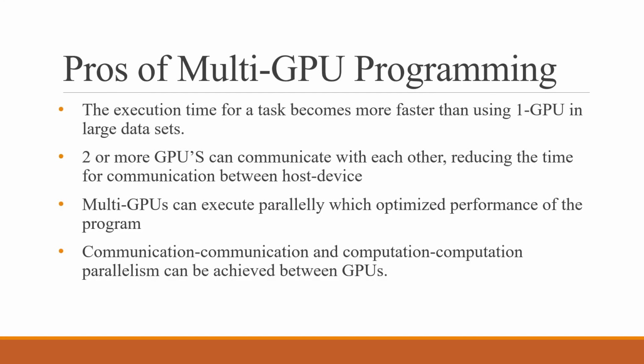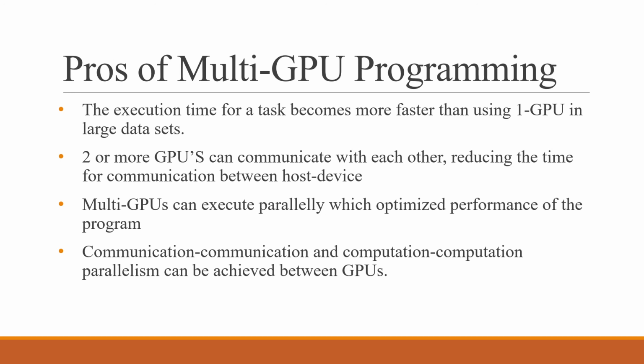After analyzing everything, I came up with the positive impacts of using multiple GPU programming. The first impact is that the execution time for a task becomes faster than using one GPU in large data sets. Also, two or more GPUs can communicate with each other, so you can send data from GPU 0 to GPU 1, or receive memory copies, and so on. That will reduce the time taken for communication between your CPU and GPU. That is one of the advantages.